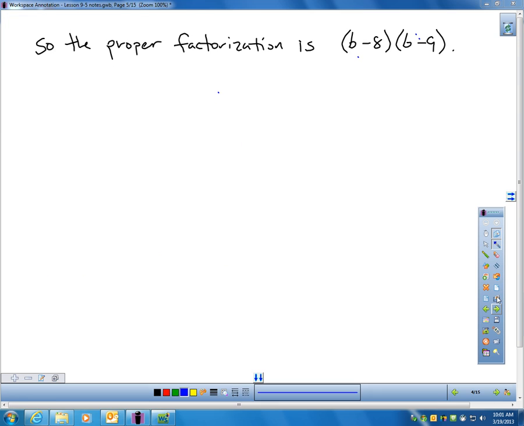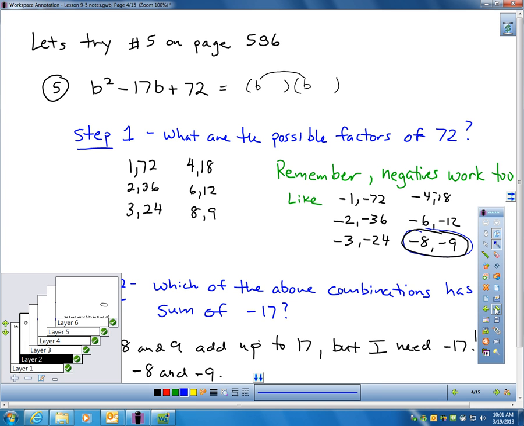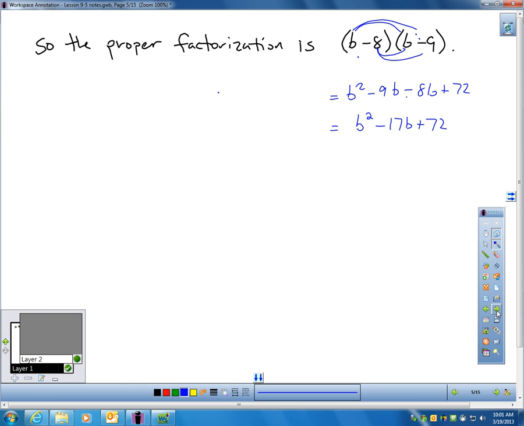Which means the correct factorization of this is b minus 8, b minus 9, and I can prove that to you because if I now double distribute and work this back out, I get b squared minus 9b minus 8b, and negative times negative is positive, plus 72. Are you seeing how I'm getting b squared minus 17b plus 72, which is exactly what we started with, okay? But again, if the lead coefficient is 1, it's this easy.